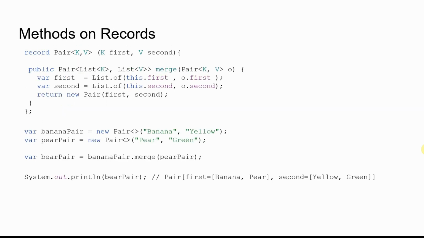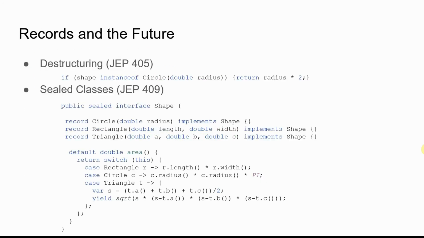Records can also have instance methods. They aren't allowed to change the record fields, but they are useful for performing transformative operations on the record data. Here we've implemented a method that merges 2 pairs into a pair with 2 lists. Other use cases for instance methods on records would be mathematical operations. For example, the BigDecimal APIs have an add method which combines 2 immutable BigDecimal objects into a new BigDecimal object with the sum of its 2 parts.